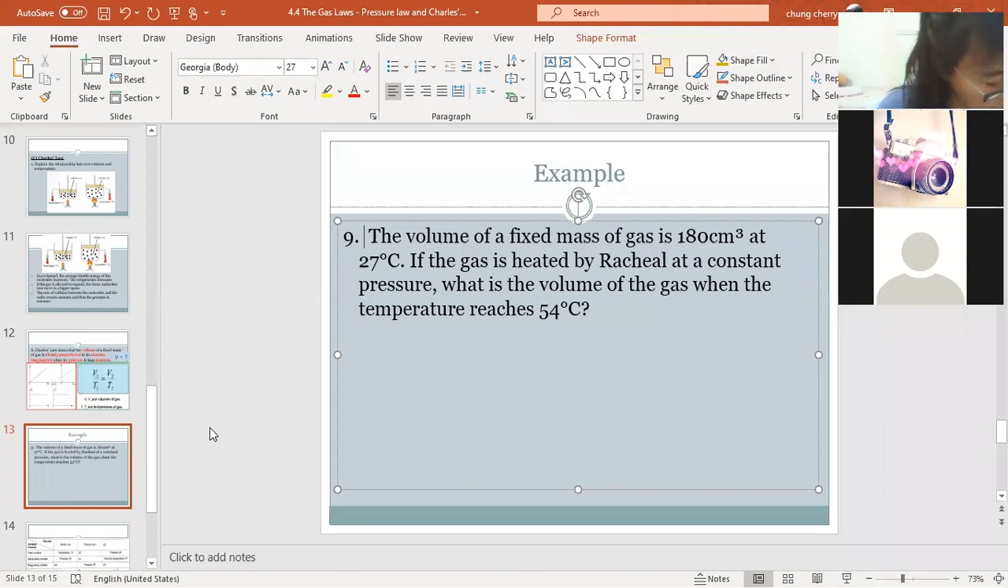What is your answer? Let me see. Suhobani, Iklima, all correct. Okay, Moya Nene also correct. So the answer is 196.2 cm cubed. You must remember everything, you must change it into Kelvin. Then only you can get the correct answer. Okay? Any problem here?